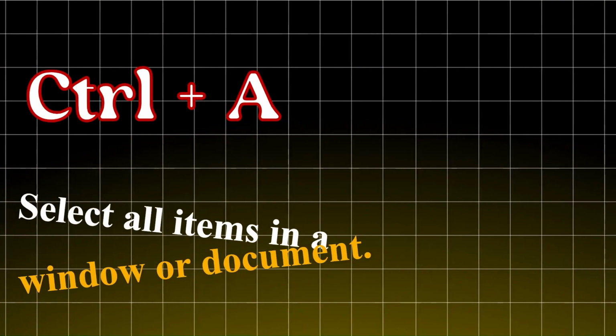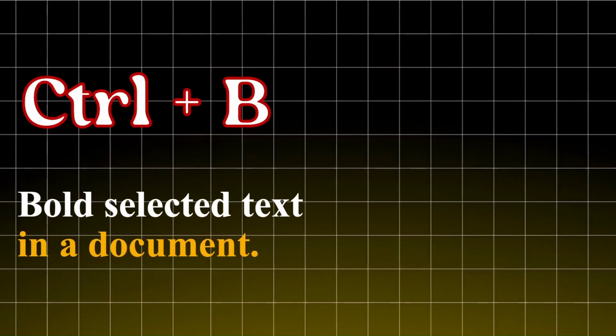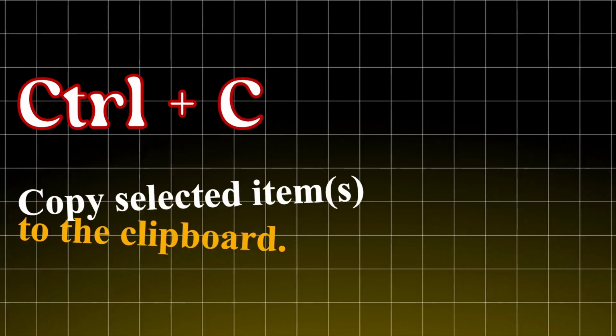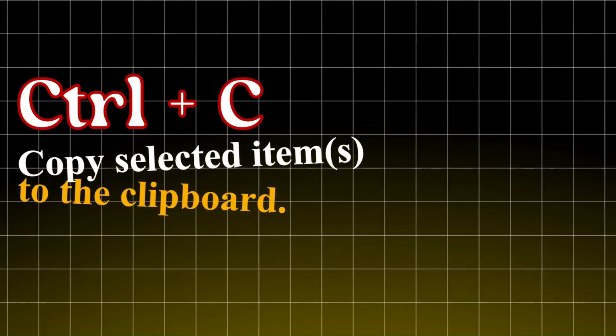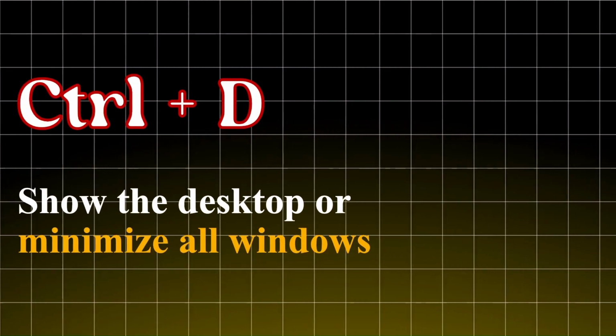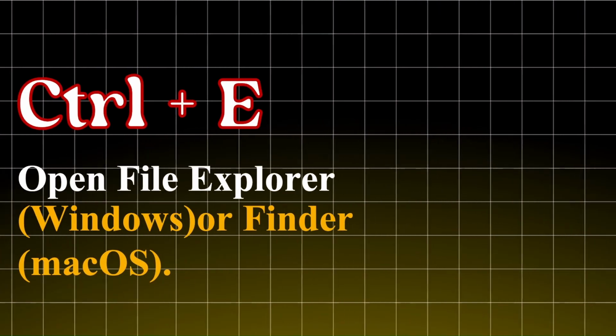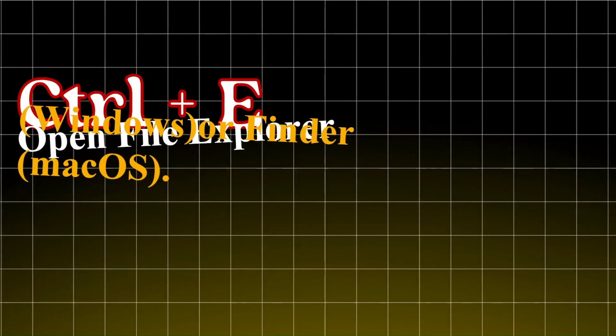Ctrl plus A, select all items in a window or document. Ctrl plus B, bold selected text in a document. Ctrl plus C, copy selected items to the clipboard. Ctrl plus D, show the desktop or minimize all windows. Ctrl plus E, open File Explorer, Windows, or Finder, macOS.